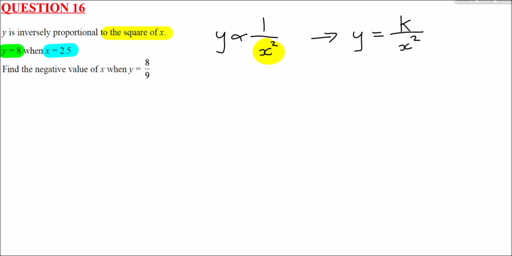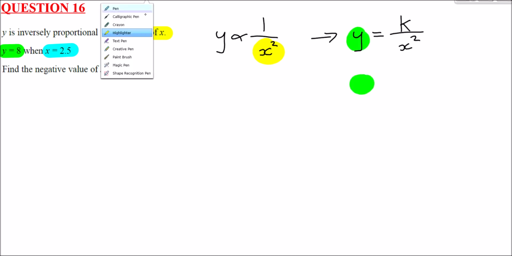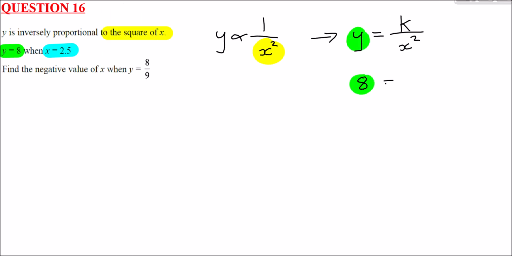So what we know here is when y is 8, x is 2.5. So we can substitute this in. So when y is 8, we know that x is 2.5. So x squared is 2.5 squared, just subbing in that x is 2.5. So now we can rearrange this equation to work out the value of k by simply multiplying both sides of this by 2.5 squared. And when we do that, we'll work out what k is.